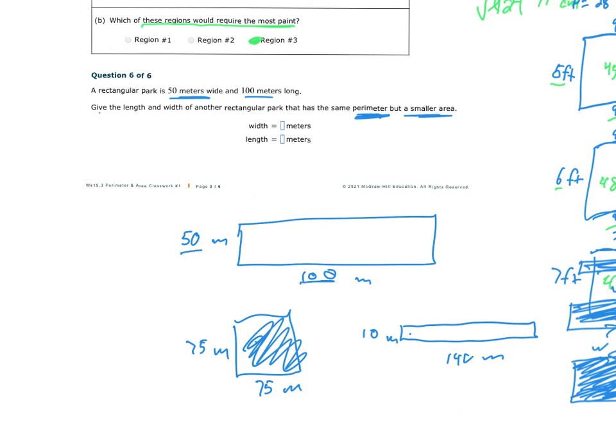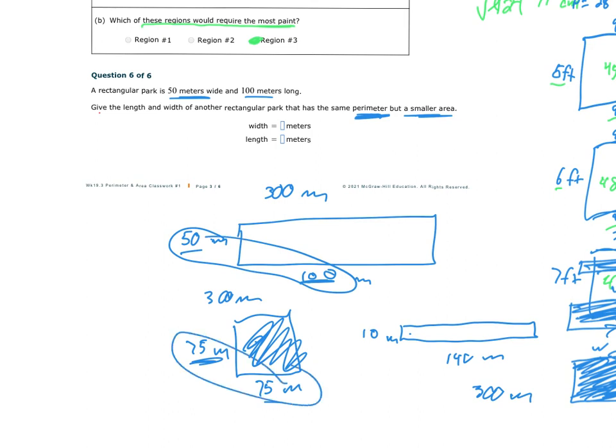See here, this fence is 300 meters for the perimeter. This fence here was 300 meters for perimeter. And this fence here was 300 meters for perimeter. Because what I did is I just added those and doubled, added those and doubled, added those and doubled. So what would another length and width be? 10 by 140. All right, guess and check works for that, but also just applying that concept of maximizing area works too. All right, good luck.